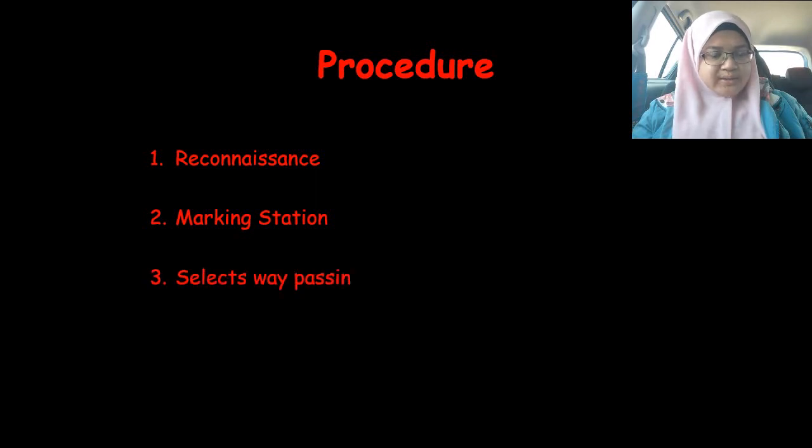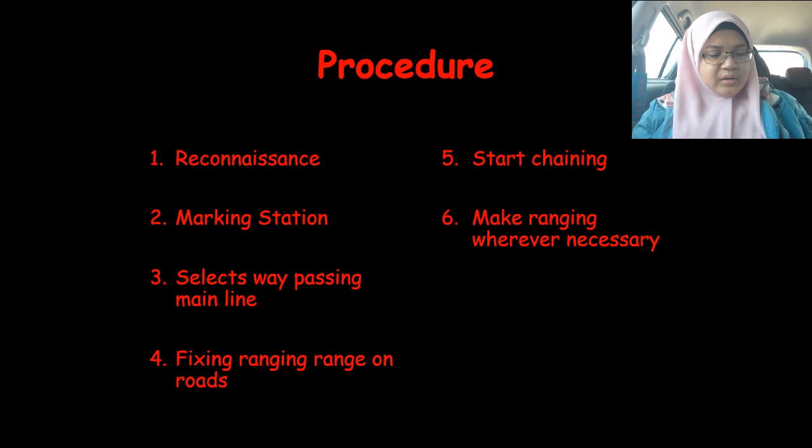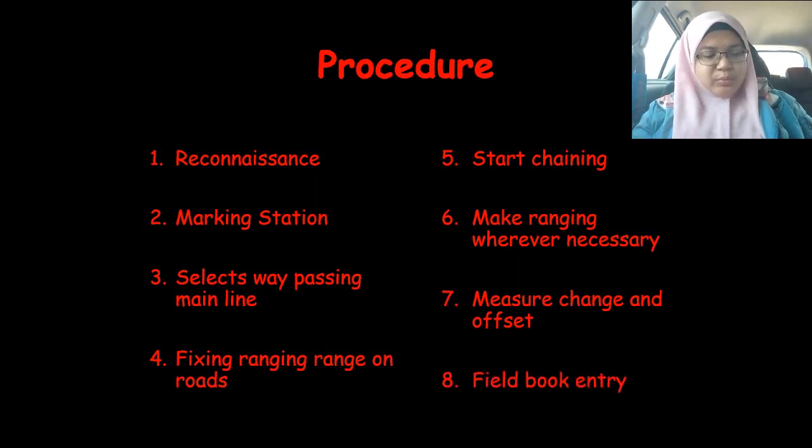And once we identify the suitable location to put our stations, we mark the survey stations. And then we need to select the way to pass the main line, followed by fixing ranging on roads. After that, we can start chaining, where we pull the tape or chain and measure the distance between the 2 points. And we need to make ranging wherever necessary. And after that, we need to measure range and offset. Finally, we need to record all our readings in our field book. So these 8 are all the procedure of conducting chain survey.